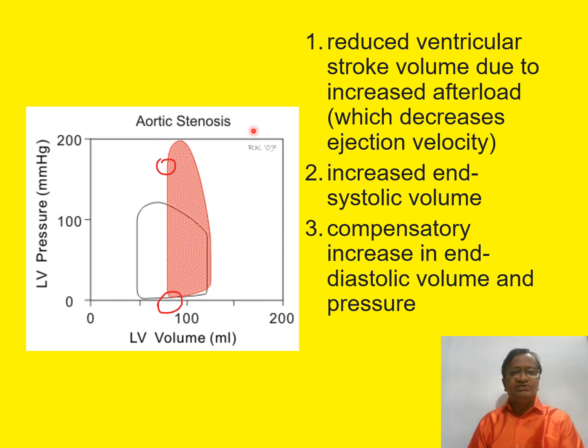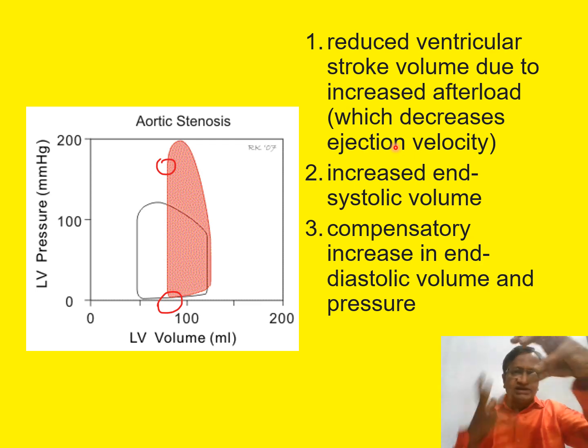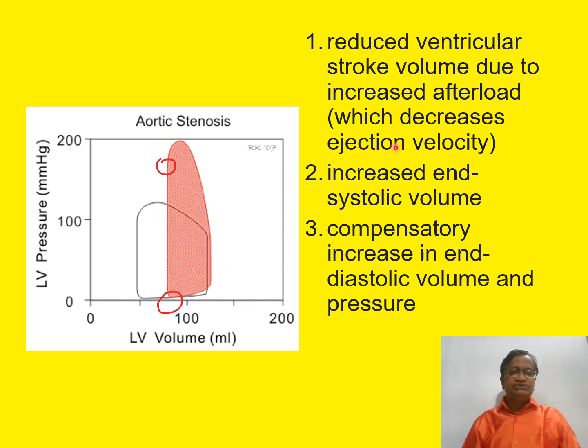Now again, I'm telling aortic stenosis. Here, reduced ventricular stroke volume due to increased afterload. The aorta is stenosed. The left ventricle cannot contract. Afterload is high. So what happens is the end systolic volume is very high. After the contraction and ejection, it cannot empty. Here, the volume is there. It has ejected only 40-50 ml instead of 90-100 ml, and it is trying to do it at 60-70 ml at very high pressures because there is aortic stenosis.